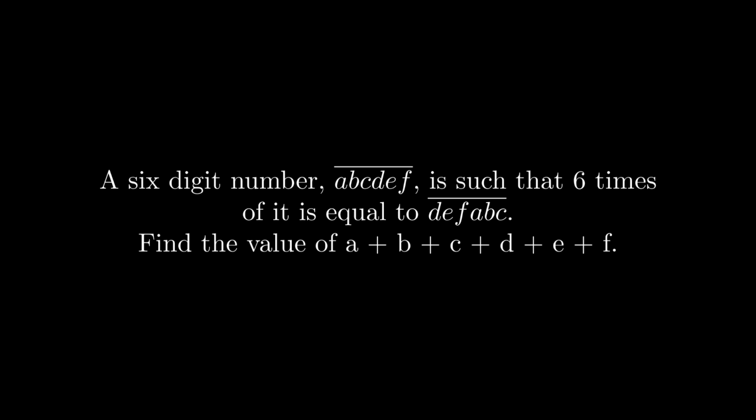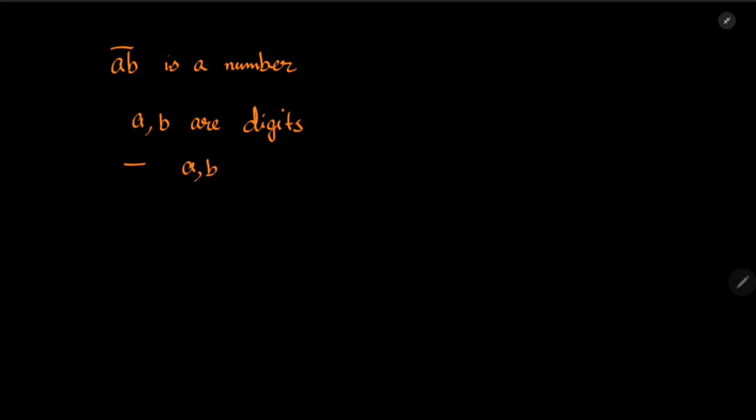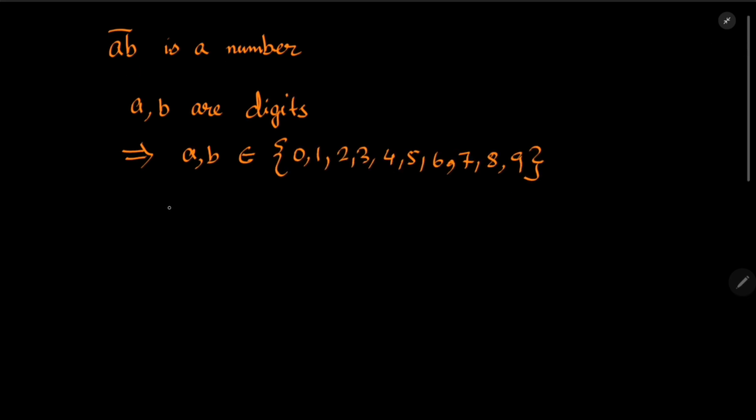Now, to solve this question, we need one concept from number theory. Whenever we say, let us take a 2-digit number ab, we mean that a and b are digits. And if a and b are digits, these variables a and b should belong to the set 0, 1, 2, 3, 4, 5, 6, 7, 8, 9, the set of these 10 symbols. For example, let us assume that a is equal to 3 and b is equal to 4. Then the number formed, ab, would be 34.